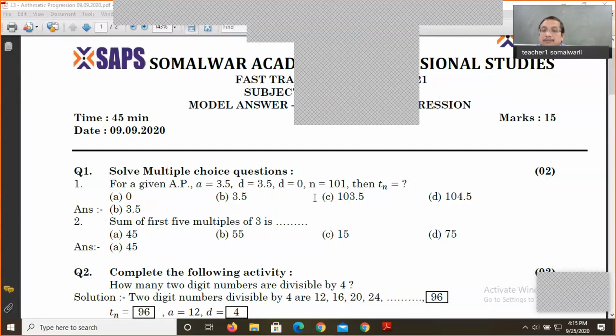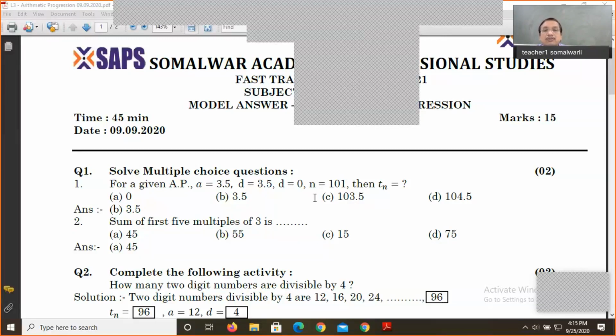As you know, when the common difference is 0, that AP is a constant AP. So whatever the term, maybe first or last or 100 or 200 or 1000, it will be the first term only, right? And hence the 101st term will definitely be 3.5. So the correct option is 3.5, option number B. Tn is 3.5.